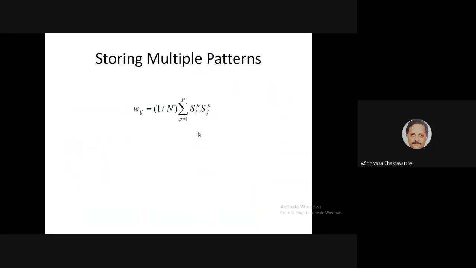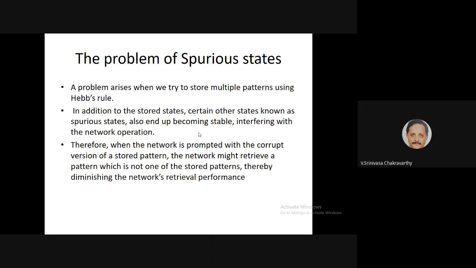So we have seen that if you want to store multiple patterns, this is the rule that we use. The 1/n factor is basically there because you get a factor of n out, which gets cancelled, and we have seen that example. So it's just conventional to use the 1/n factor there. You take S_i^p S_j^p and sum it over all the patterns.